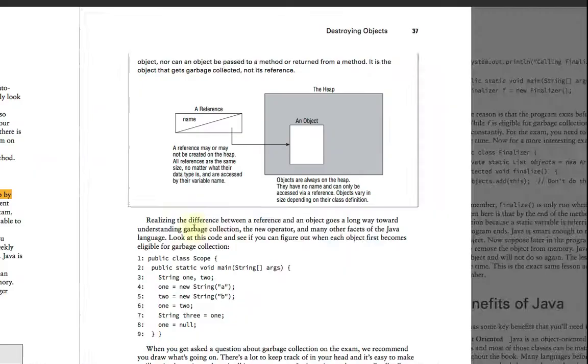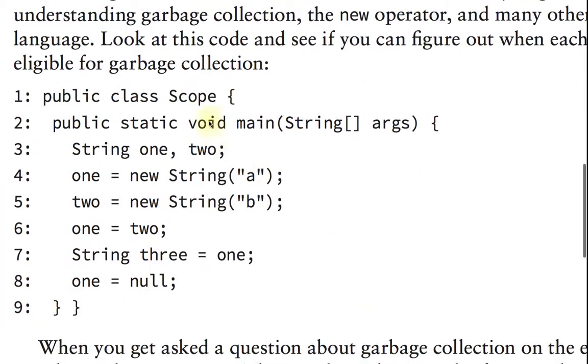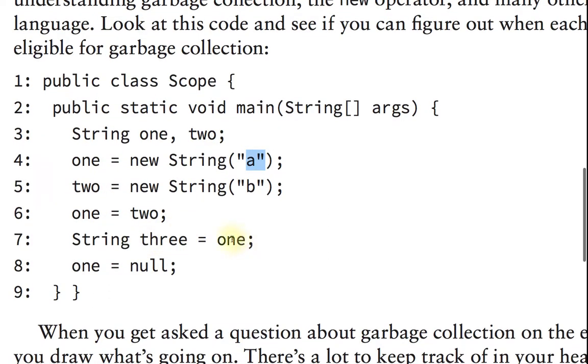So he's trying to explain based on this program, public class Scope, with a main method, String s1, String s2, 2 local variables. One is assigned a new String A, the other a new String B. 2 objects are created because we have 2 new keywords. Then s1 equals s2, so we don't really need A anymore; A is gone. We just have B referred to by s1 and s2, and String s3 equals s1. Now s3 is also pointing to B. Every variable s1, s2, and s3 is pointing to B, and then s1 equals null.